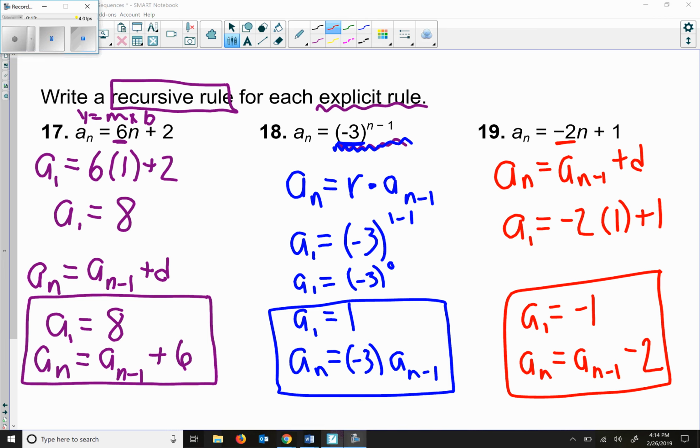So here's my work for number 19. A sub 1, or our first term, I guess, is negative 1. Again, you just get that by plugging 1 into the formula up on top. And then the rest of your recursive rule, A sub n equals A sub n minus 1, and then that's minus 2, because again, you guys, up here, that's that common difference that we were looking at. Notice how this went from a positive to a negative, because that common difference here is a negative 2. So that back there should turn out to be a negative 2.